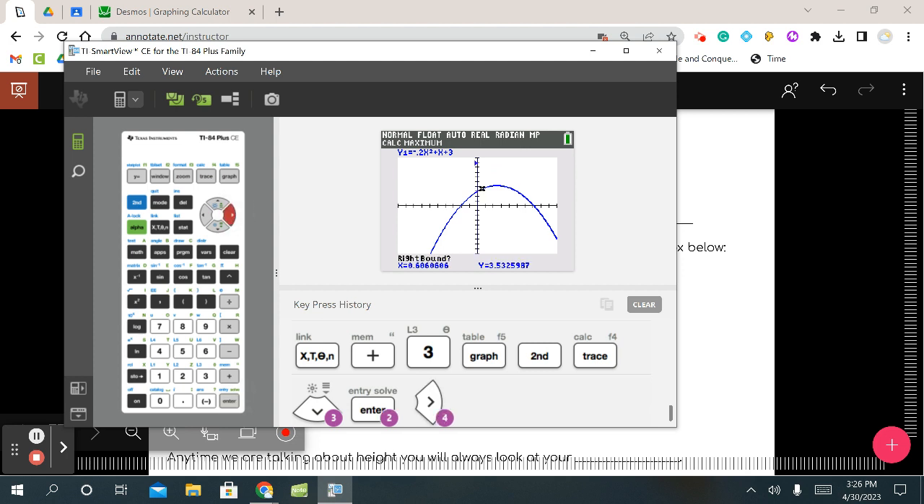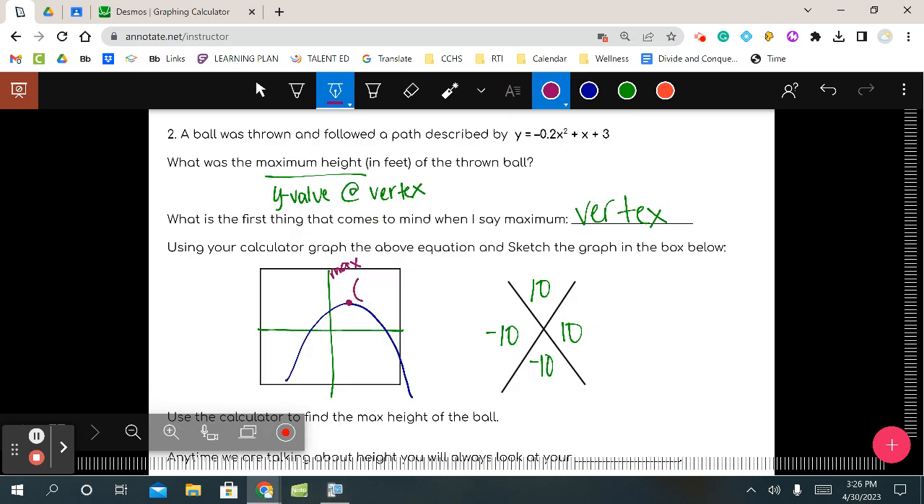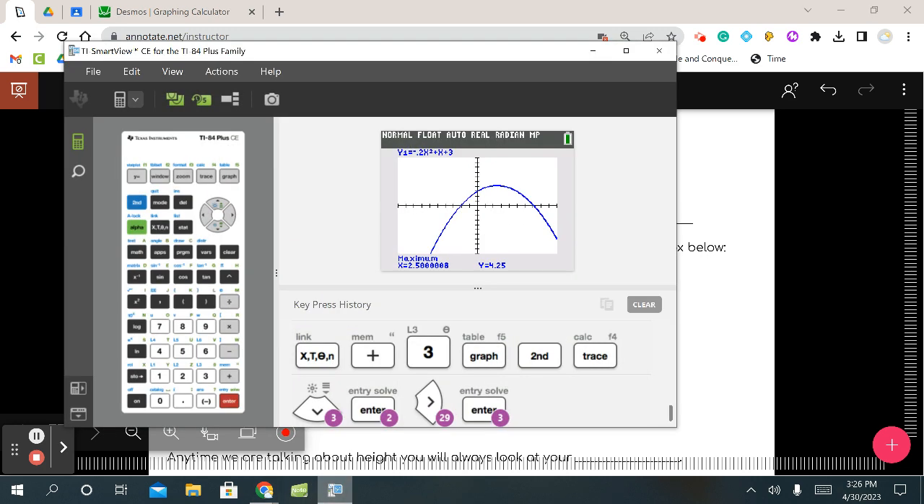Now it says right bound. So I'm going to go to the other side of my vertex, the right side. Press enter again. Enter. So my max, my vertex, is 2.5, 4.25. So I'm going to write that down. I already forgot it.